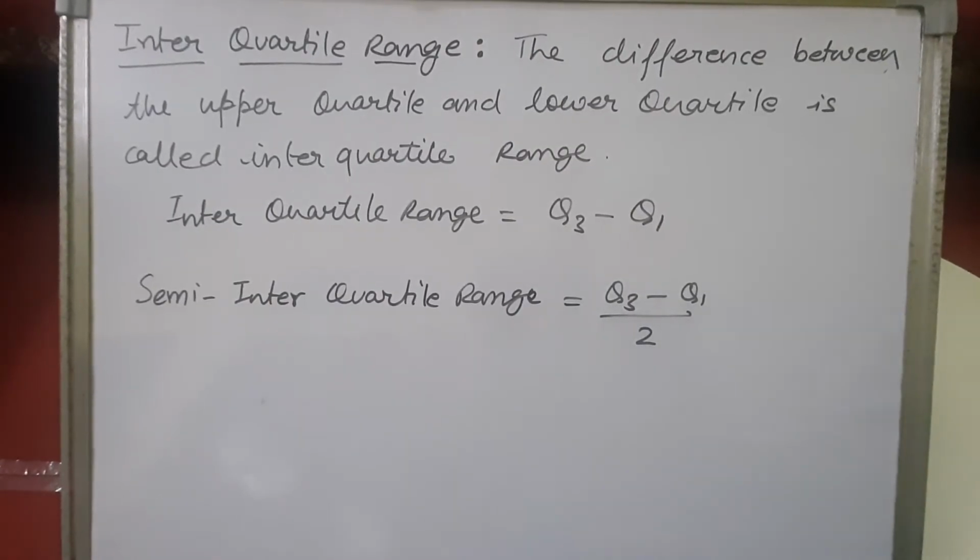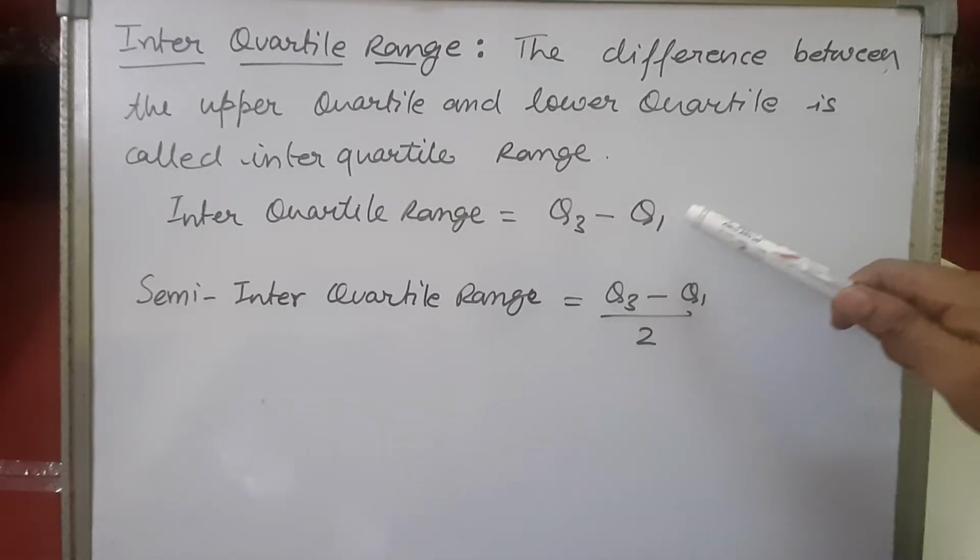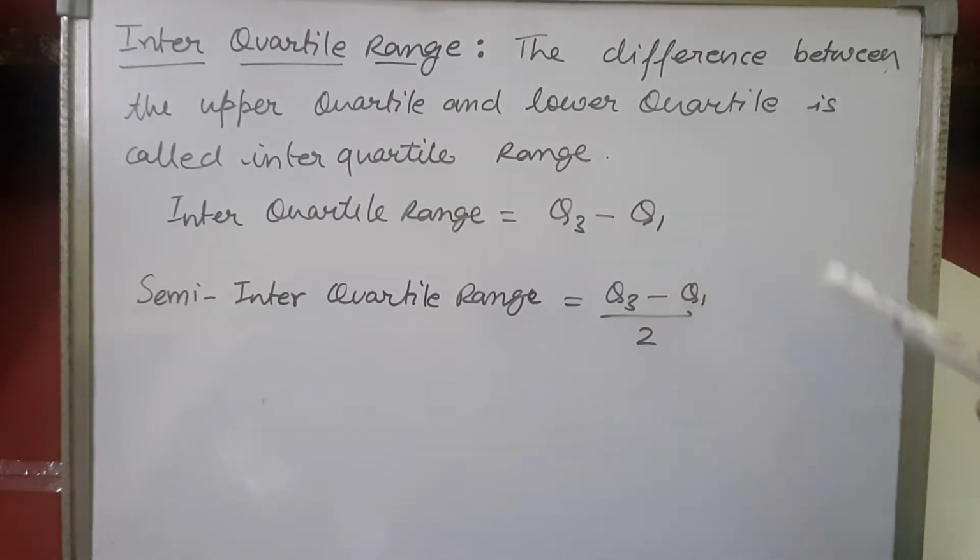Children, next we are going to study about interquartile range. Now what is the interquartile range? The difference between the upper quartile and the lower quartile. So interquartile range can be represented as upper quartile, which is Q3, minus lower quartile, which is Q1. Q3 minus Q1. And if the question says find the semi-interquartile range, then the formula will be the mean of interquartile range, that will be Q3 minus Q1 upon 2.